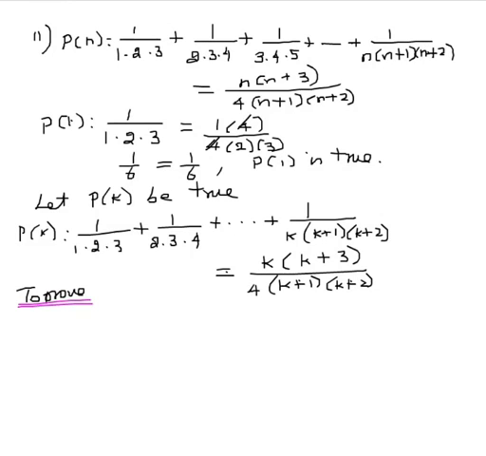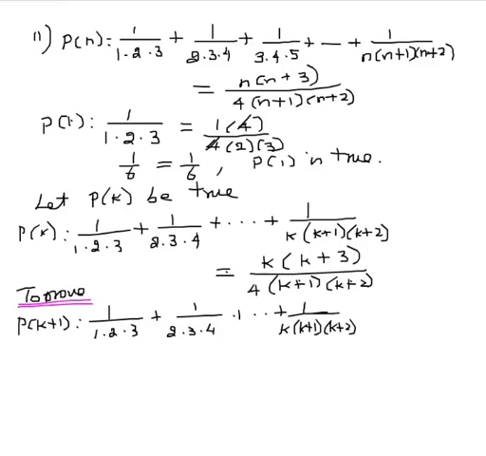P of k plus 1 statement we are going to prove, which is 1 by 1 into 2 into 3 plus 1 by 2 into 3 into 4, etc. I am writing the kth term, and then let us write k plus 1th term. To write k plus 1th term, in this last term of P of n, I have to write n as k plus 1. So n is k plus 1. K plus 1 plus 1, the next factor, k plus 2, and k plus 1 plus 2 will become k plus 3.